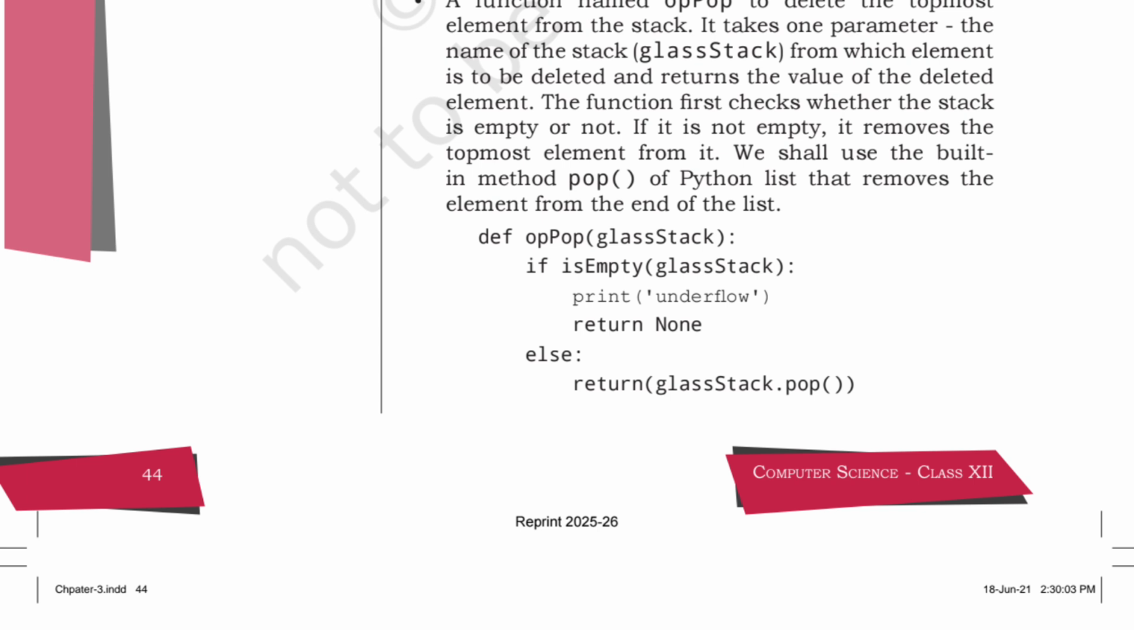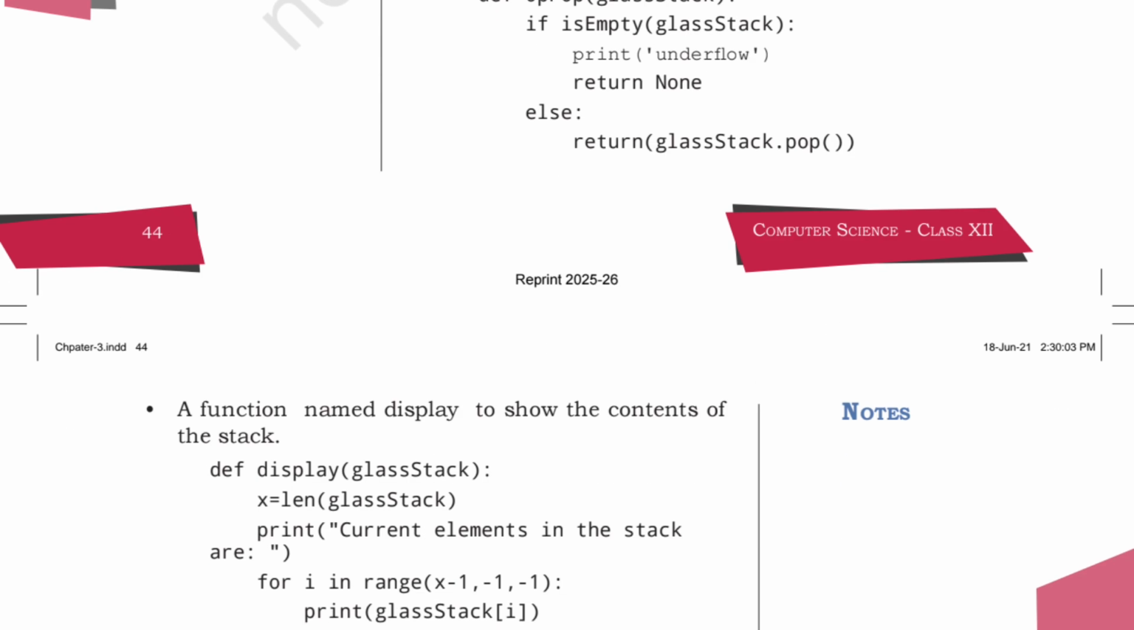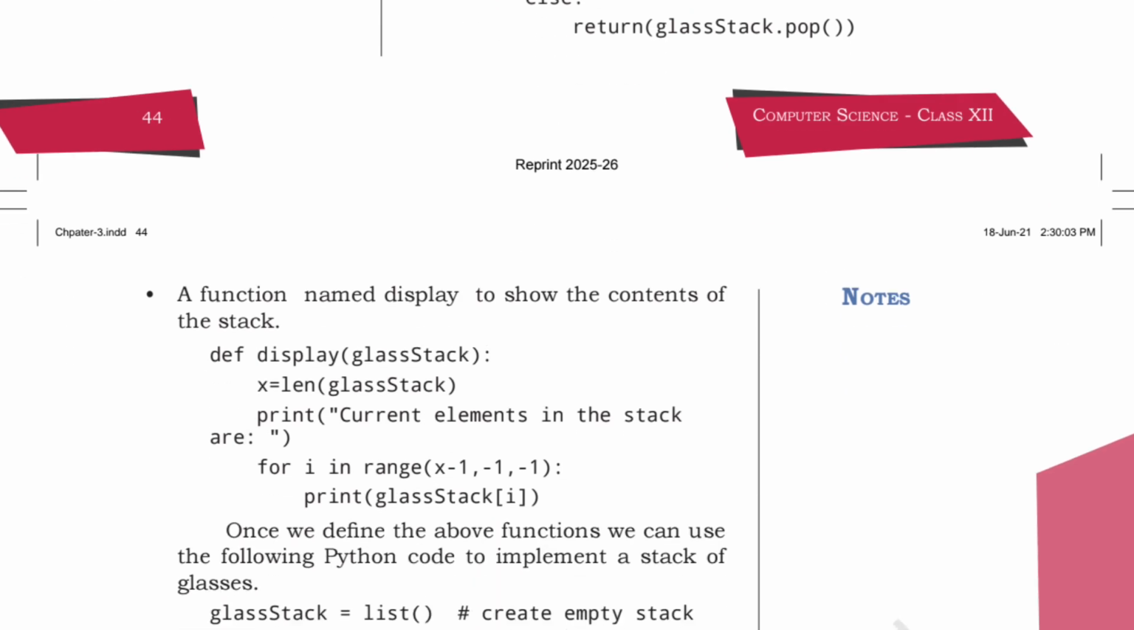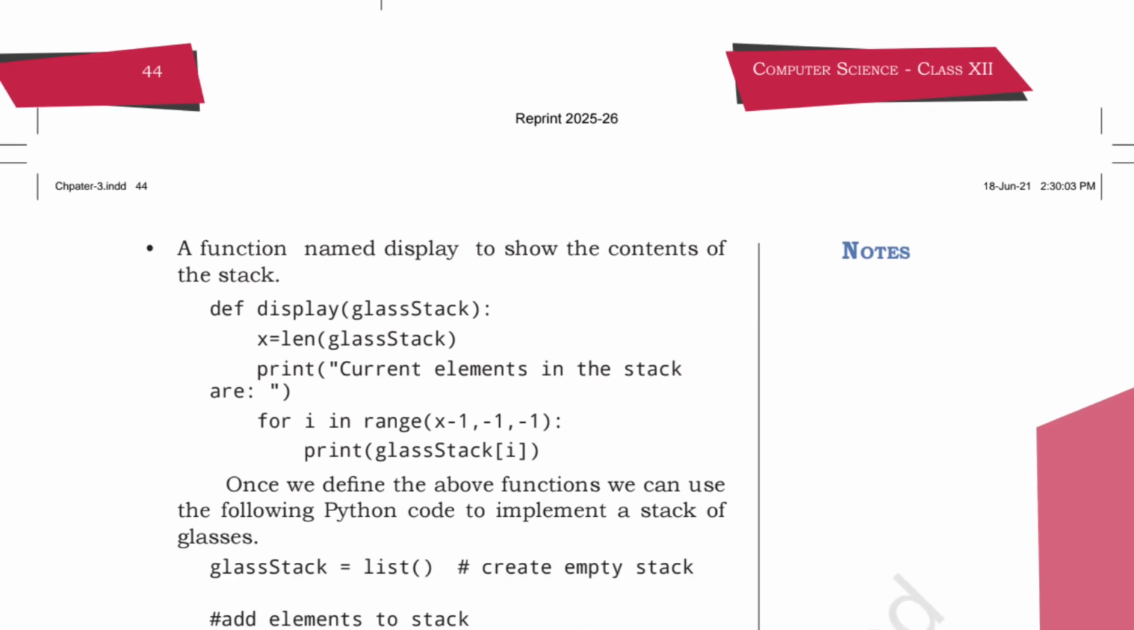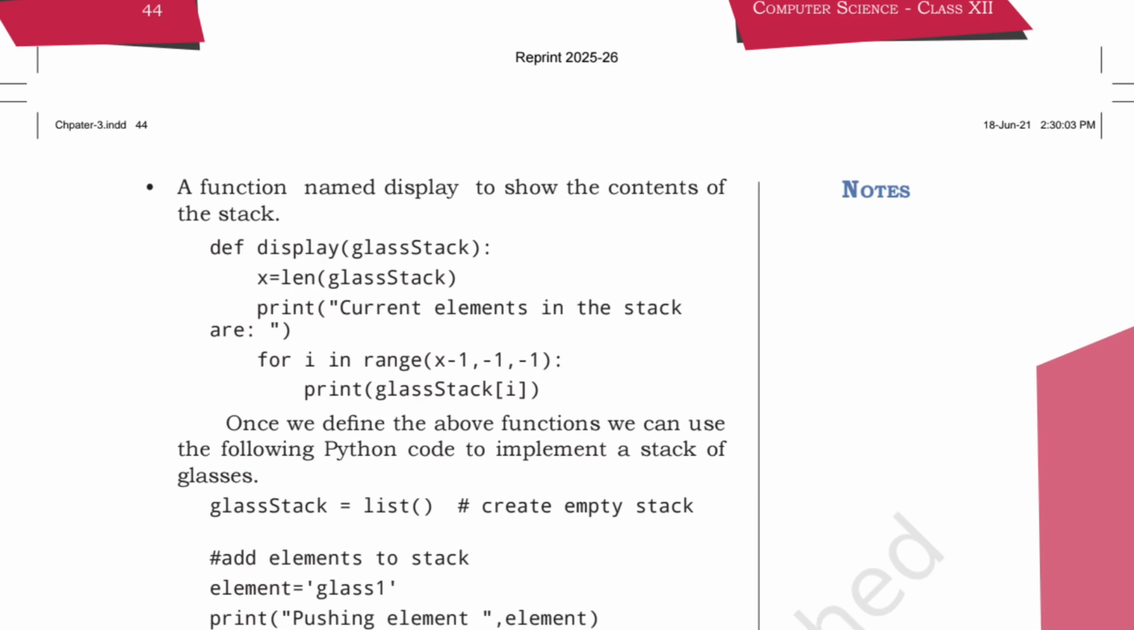Okay, so we are using operation pop over here, glass_stack. If is_empty(glass_stack), print underflow, return None. Otherwise it will go to glass_stack.pop(). That is, we are removing an element from the glass stack. Next, a function named display to show the contents of the stack.